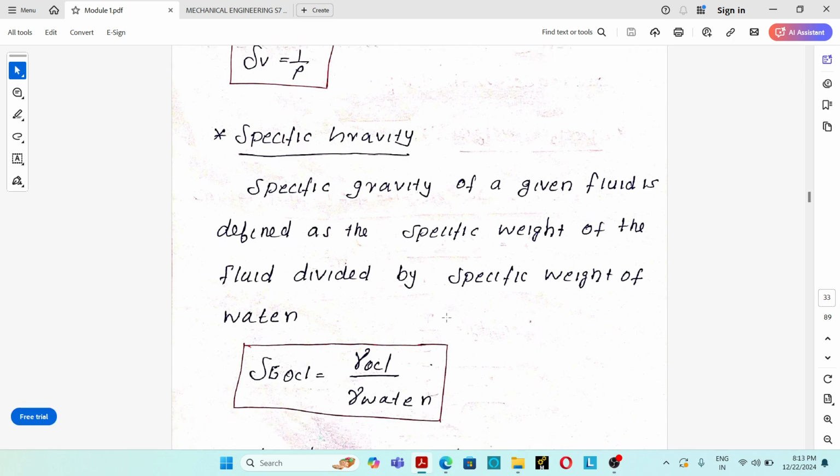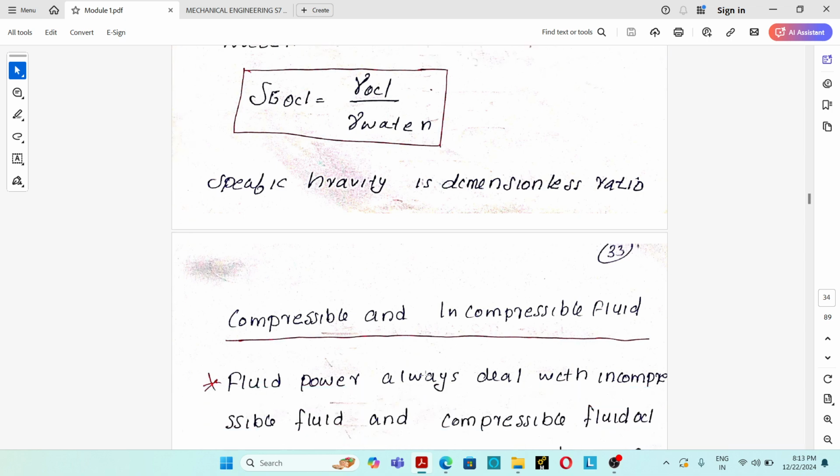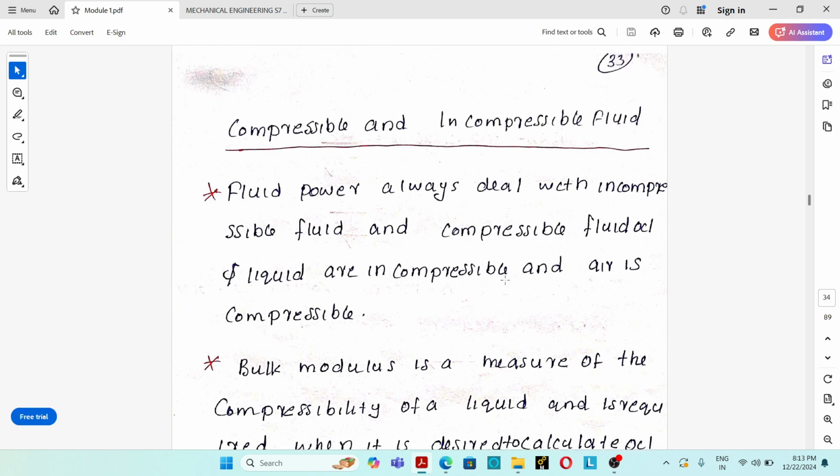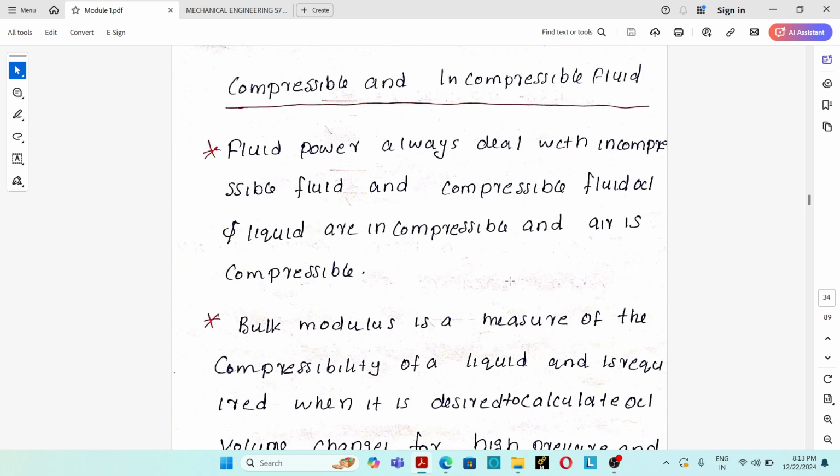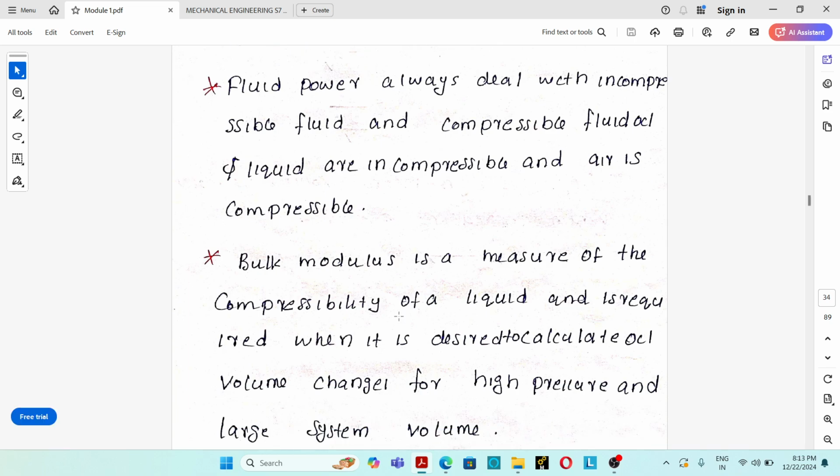Specific gravity of a given fluid is defined as the specific weight of the fluid divided by the specific weight of water. Specific gravity of oil is equal to specific weight of oil divided by specific weight of water. See, specific gravity is a dimensionless ratio. Then we have bulk modulus. That's important. Bulk modulus is a measure of the compressibility of a liquid and is required when it is desired to calculate the oil volume change for high pressure and large system volume. So you just have to understand that bulk modulus is a measure of compressibility of a liquid.